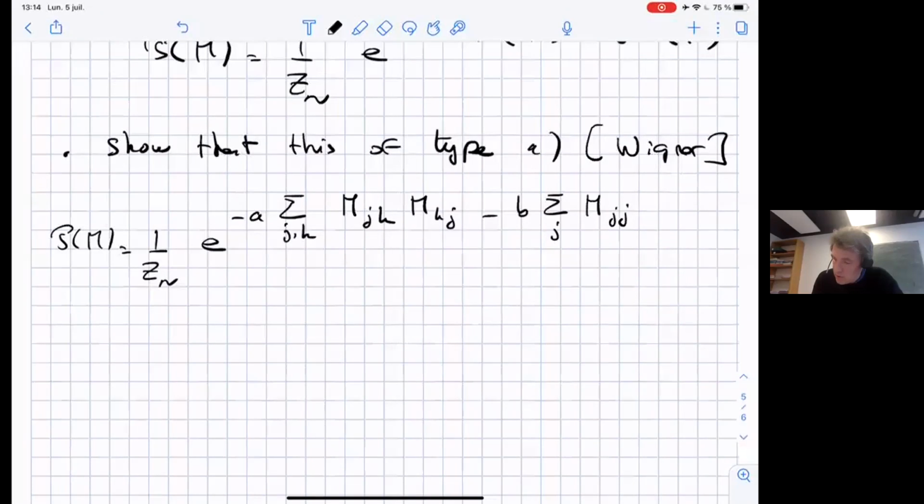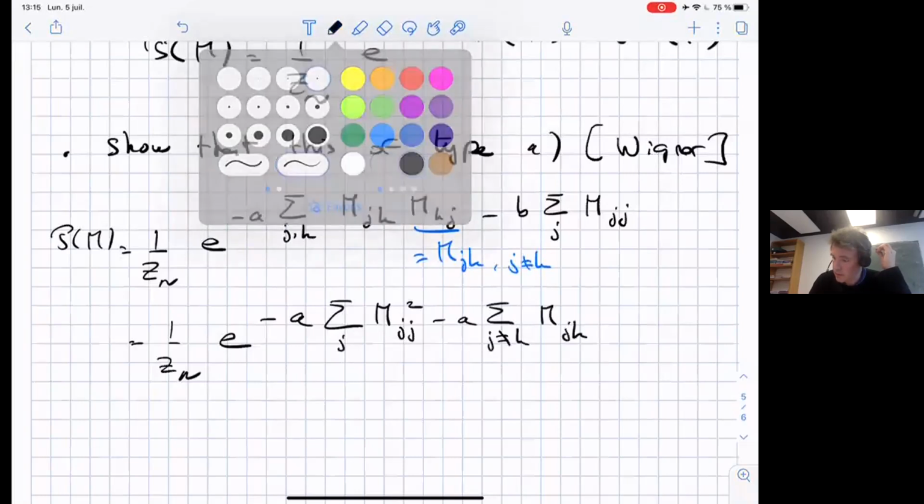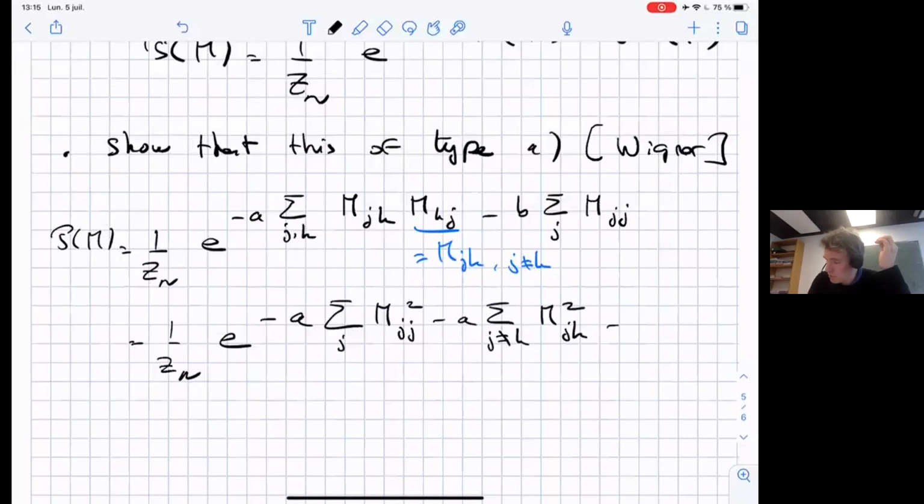Okay, so here let me rewrite the first term by separating in this double sum the diagonal terms j equals k and j not equal to k. So that's what it gives. It's just the sum over j of M_jj squared. And then I get minus a, the sum over j different from k of M_jk times M_kj, but M_kj equals M_jk, because the matrix is symmetric and has to satisfy this property. That means simply that here I will get a square. And then I have a simple term here, which is minus b, the sum over j of M_jj.